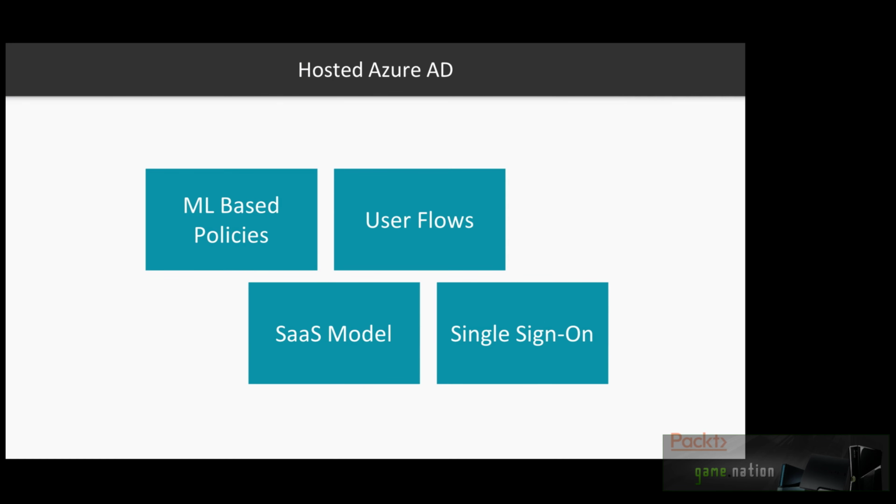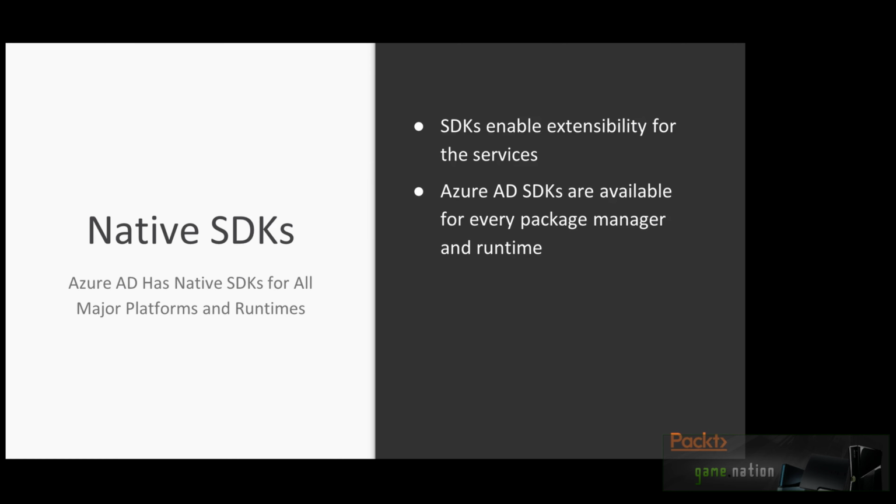The hosted version of Azure Active Directory is a SaaS model service because you do not have to write code for anything. And it supports single sign-on for various runtimes as well as for various platforms. The native SDKs come into the game when you want to extend the functionality and the services provided by Microsoft Azure. Azure Active Directory SDKs are available for most widely used runtimes or frameworks: .NET Core, Node.js, Java, Python, Go, Ruby, PHP, and many more.